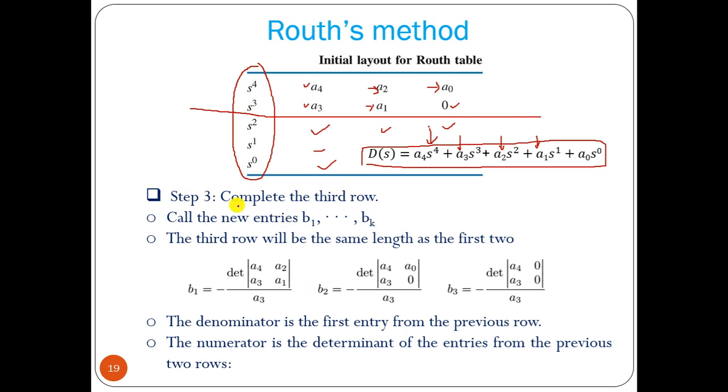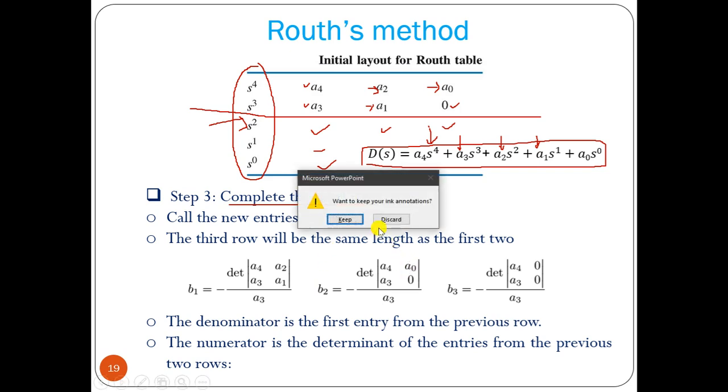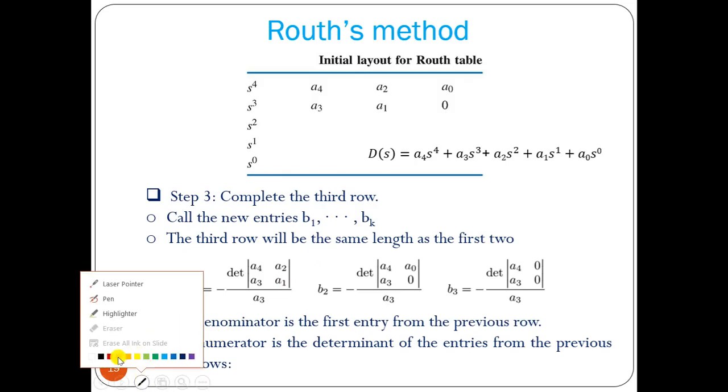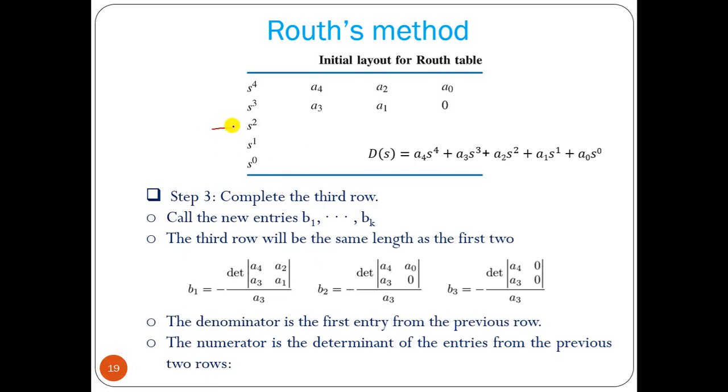Now how to compute the third row? Let me discard these lines and let me show you once again. How do we compute this third row after inserting all the coefficients in the first two rows? What you have to do is, with respect to the first column, we have to do the calculation.